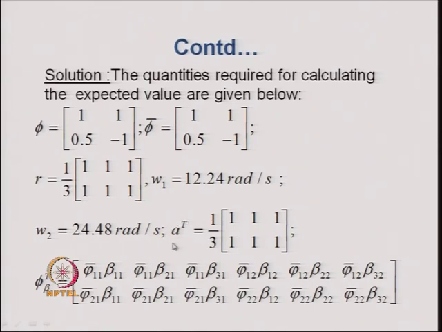AT, that is the pseudostatic coefficients at the non-support degrees of freedom coming from all the three excitations, is the same as R. Therefore, AT is the same as R. This is the phi T beta matrix, and it will have these sets: this is the first set, phi bar 1 1 beta 1 1, phi bar 1 1 beta 2 1, phi bar 1 1 beta 3 1. All these things I have explained before, and the others, beta 21, beta 12, etc., can all be obtained.